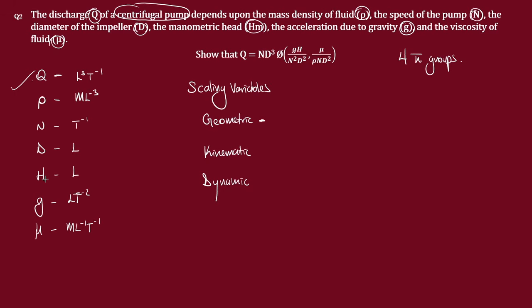So looking at this, we're going to have to pick between the diameter and the manometric head. So we're going to pick the simpler, most common one, diameter D. Kinematic is our rate, so we're just going to go for speed straight up. So that's going to be N. And dynamic is where our mass gets introduced, and we have to choose between viscosity and density. So we usually go for density in scenarios like this. So these are our 3 scaling variables for this problem.